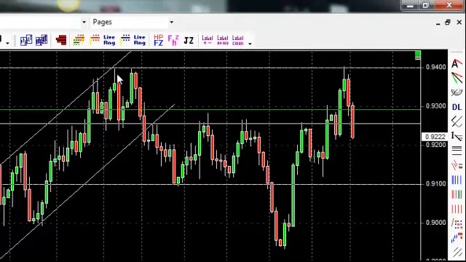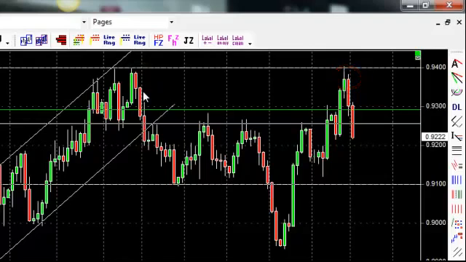Okay, this is where a confluence of resistance, where right here and right here, prices come up to 9400 each time. What you need to understand is there is a constant battle between two forces.